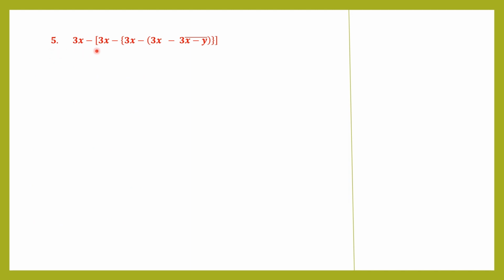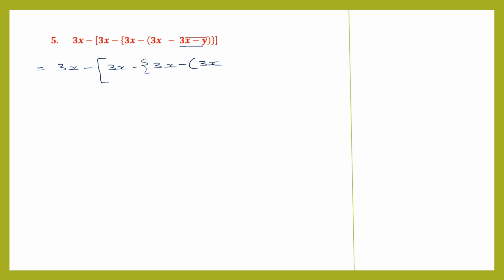Question 5. Here we have square brackets, curly brackets, parentheses and the bar bracket. So this has to be done first. That is 3x minus y. So let's write everything else. 3x minus 3x again minus, again we have 3x.